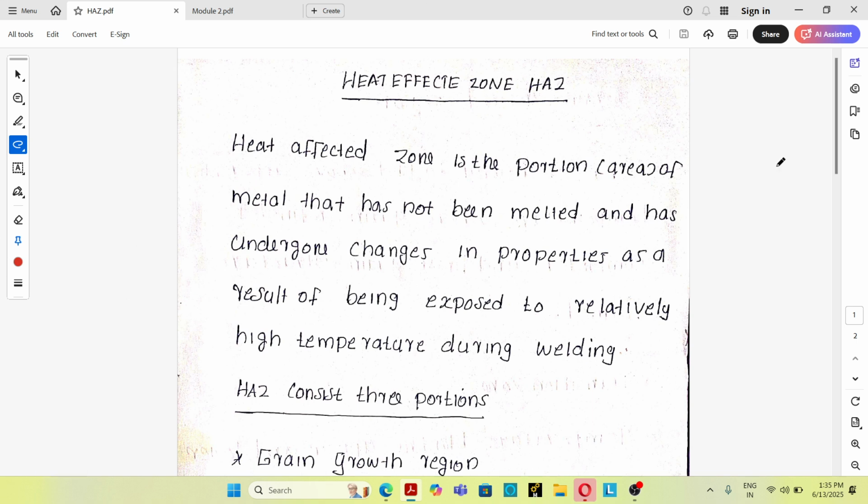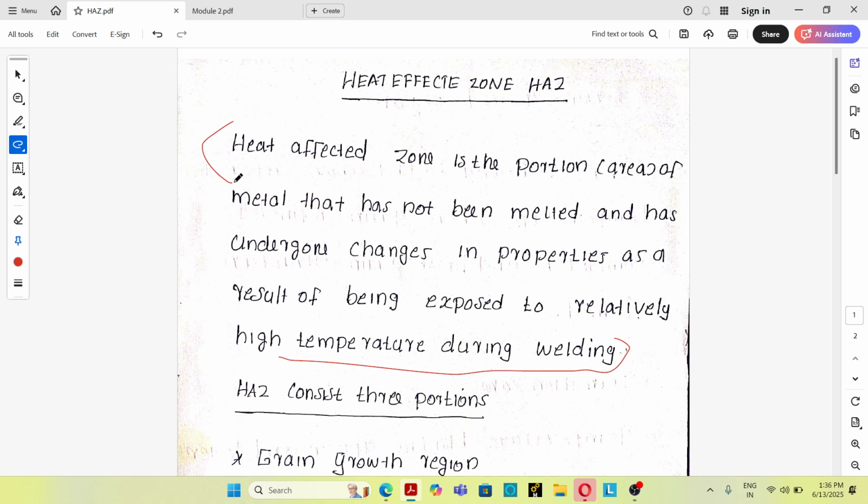See, heat affected zone is a portion or area of a metal that has not been melted and has undergone change in properties as a result of being exposed to relatively high temperature during welding. So what is heat affected zone? See, heat affected zone is the area or portion of the metal very near to the fusion zone. During the welding process, that portion will be affected by the temperature, and it will get heated below melting point, and the microstructural changes will be happening in that portion, that is known as heat affected zone. The welding heat will affect that portion of metal.